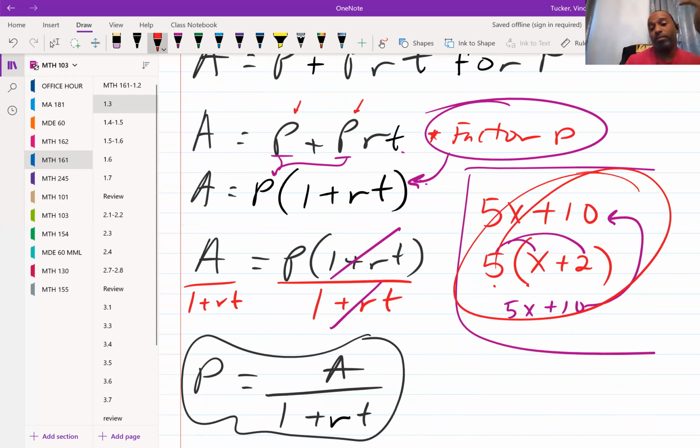This over here, just some random. I think I was just explaining to somebody the factoring process. Let me erase that.